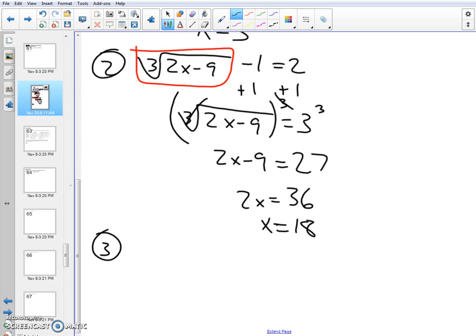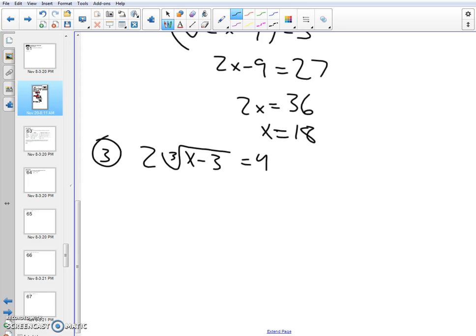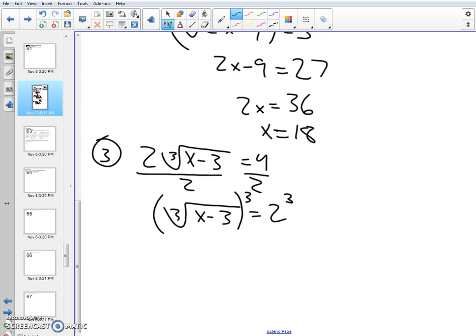Let's just try a few more here just so we can get the hang of this. This one is 2 times the cube root of x minus 3 equals 4. So to get that root by itself, I'm going to divide each side by 2. So the cube root of x minus 3 equals 2. To get rid of that radical, since it's a third root, I'm going to raise it to the third power so those undo each other. So I get x minus 3 equals 8. Add 3 to each side, so we have x equals 11.